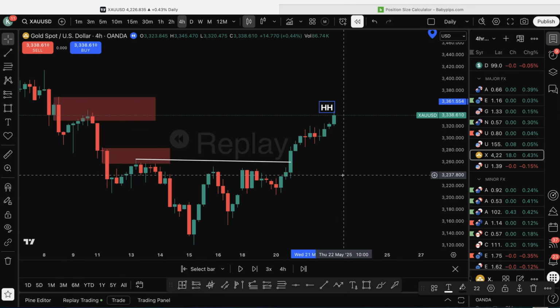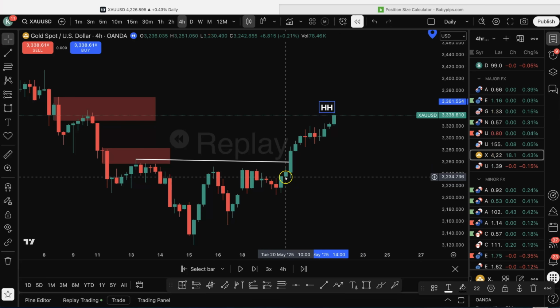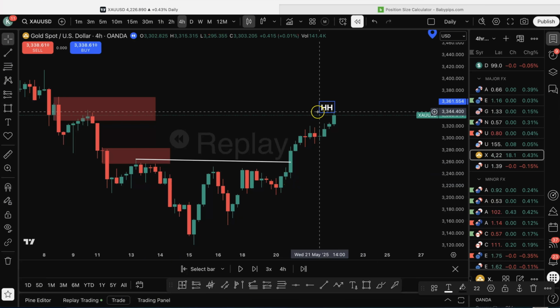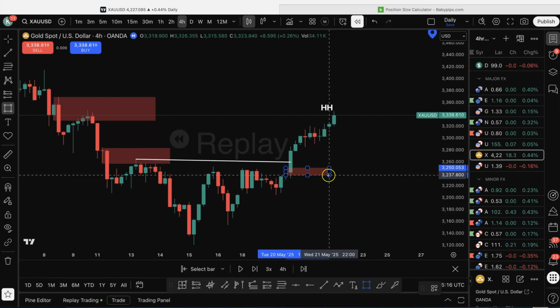Meaning, what do we want to do in uptrends? We want to buy from demand. So here's our indecision candle, our sideways candle before the impulse. The last candle before the impulse is what I use for my zones. So we can mark a demand zone here.